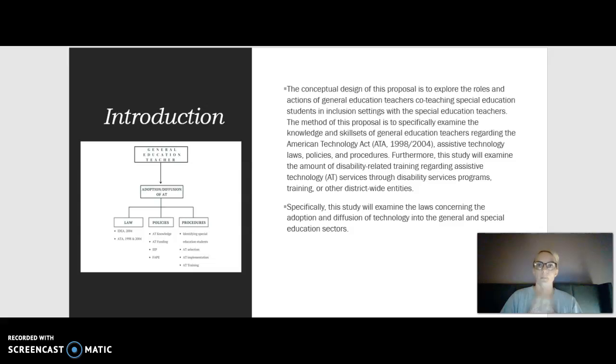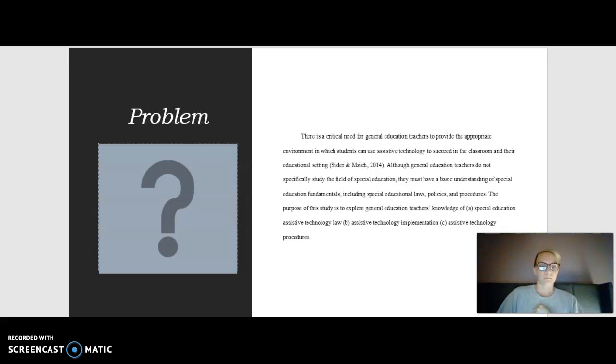Federal mandates make it to where it has to be followed. Oftentimes it is not. Now, not saying that it's not followed. Special education teachers do their best to make sure it is followed, but the general education teachers do not receive much training on special education in general, much less laws, policies, and procedures. So this brings us into our problem statement.